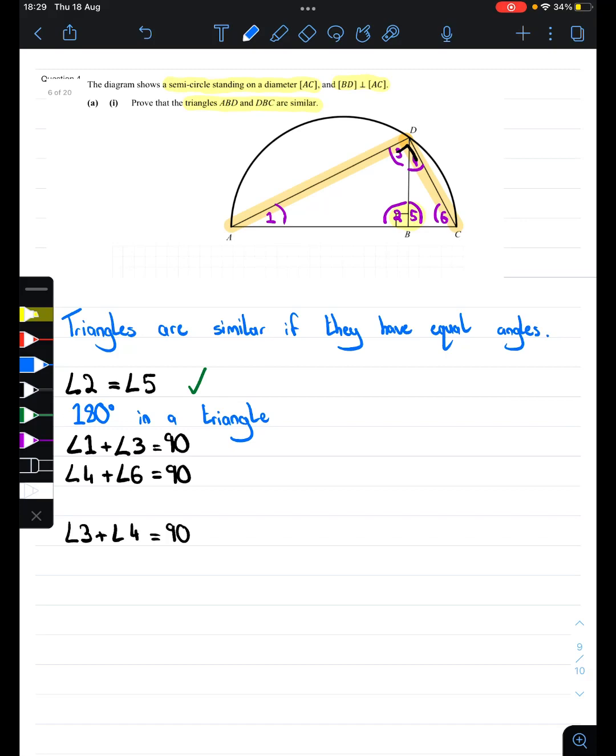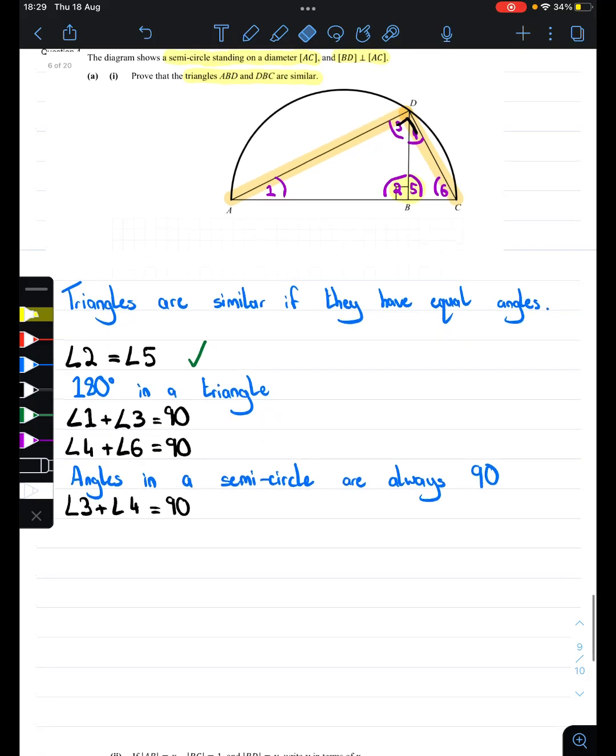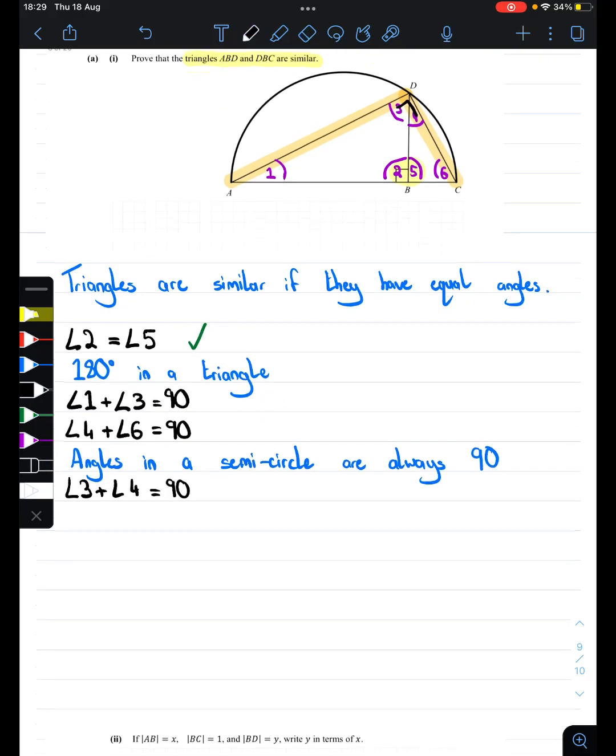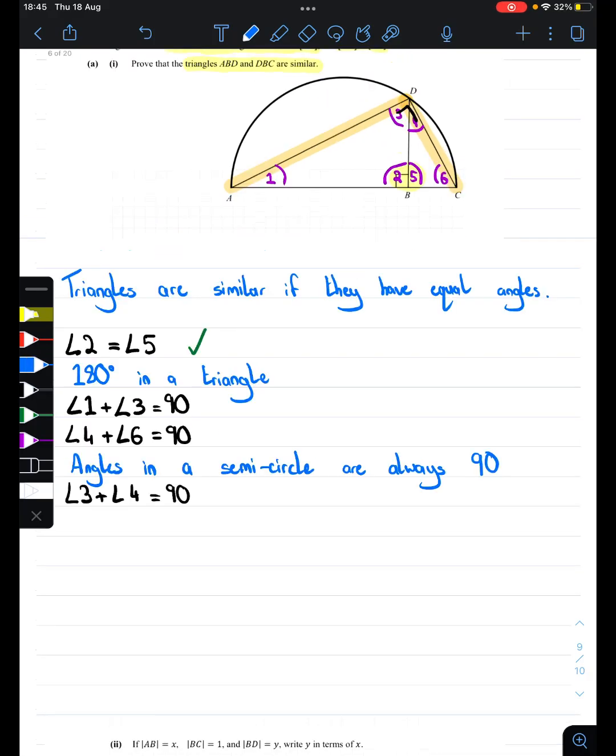That's a corollary of one of the circle theorems: angles in a semicircle are always 90. So if we drew an angle here and connected it to C, this would be a right angle. Any one that you create would give you a right angle, namely the one that they've given us. So now we know that angle 3 plus angle 4 is 90, and now we have these three equations.